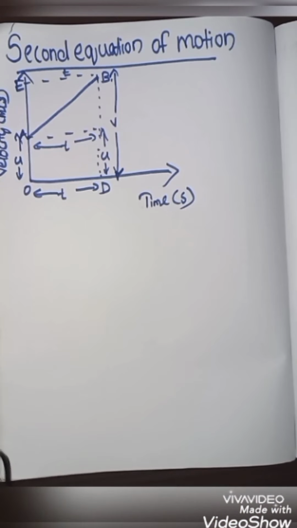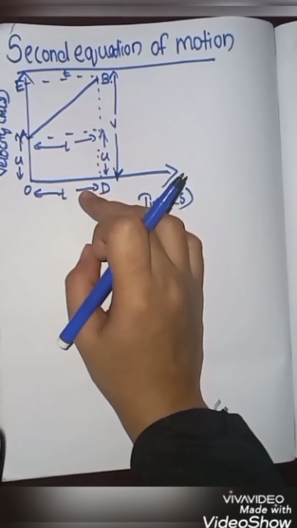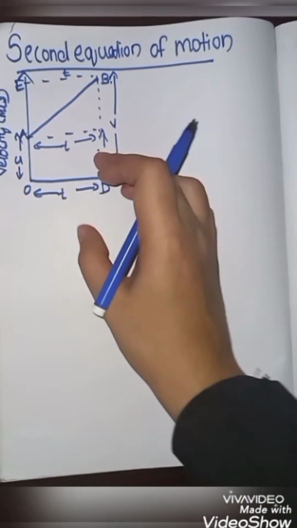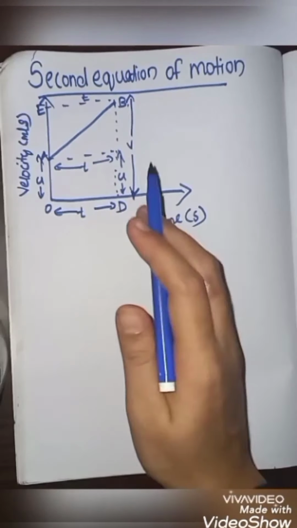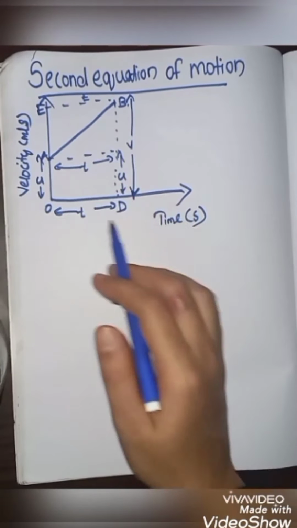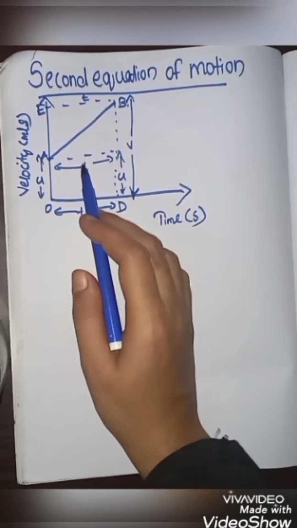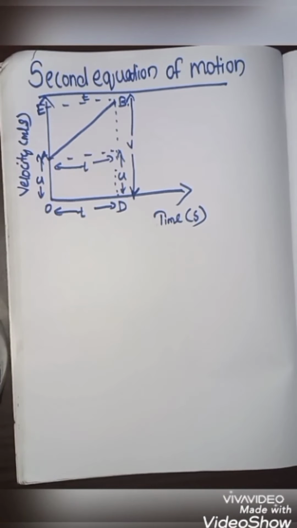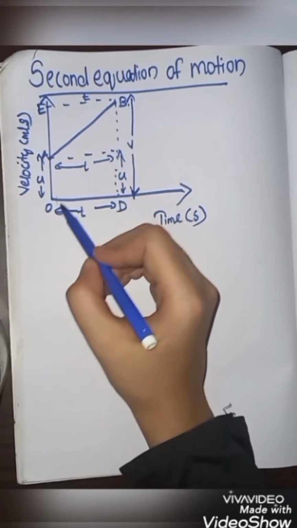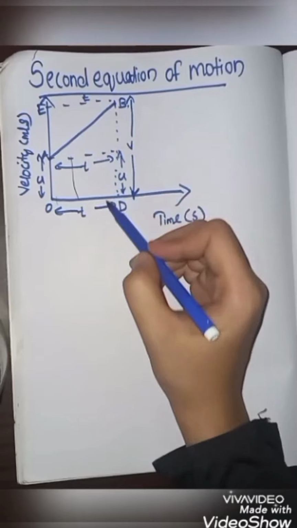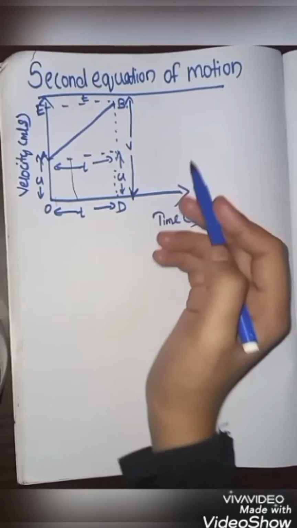Here I redraw the graph like this. I redraw this graph on this page. Here it is the same graph. How can we calculate the distance from this graph? Using this velocity time graph, how can we calculate the distance? As discussed in the previous class, distance is equal to the area under this graph, that is here. Distance is equal to the area under this graph. This is the area.